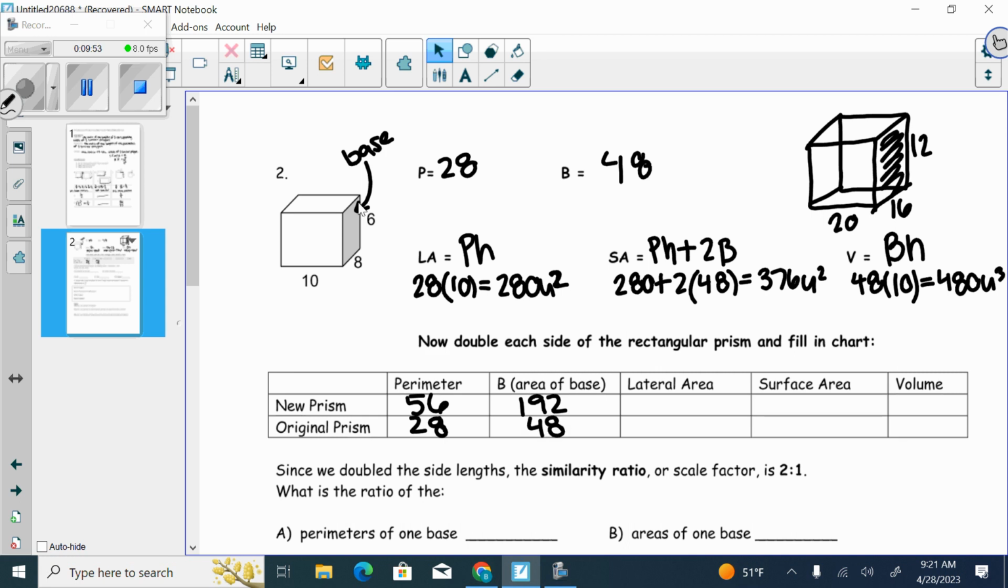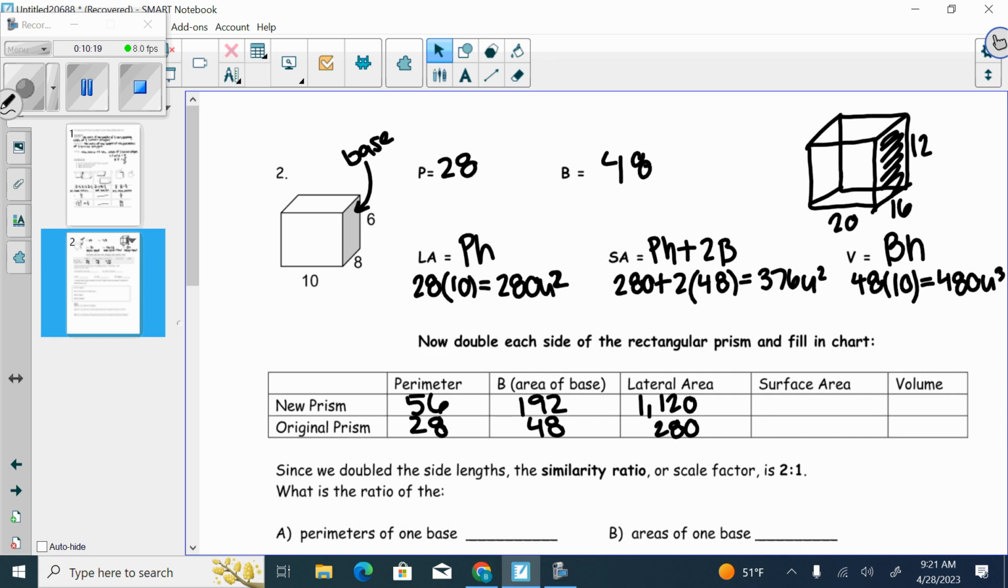Okay, for lateral area, we said lateral area was perimeter times height. So for us, that's 56 times, what's our new height? 20, right? So we get what for our lateral area? Good. Compared to our original 280.